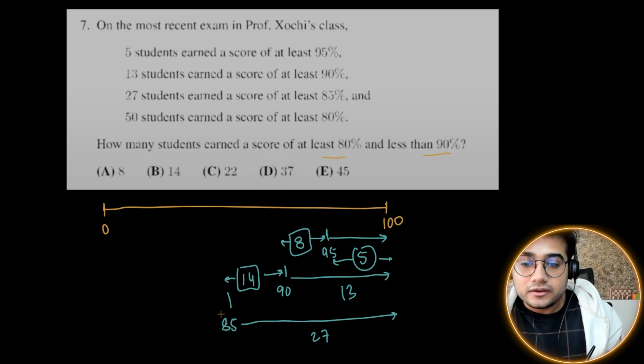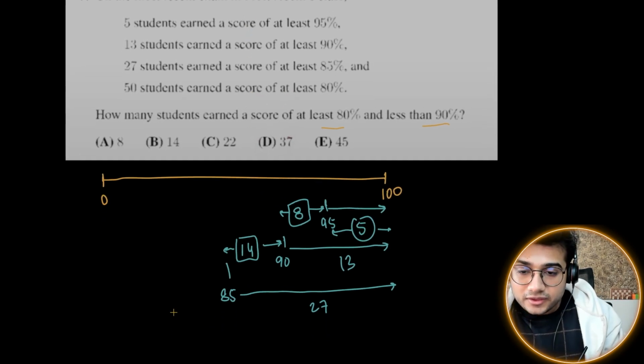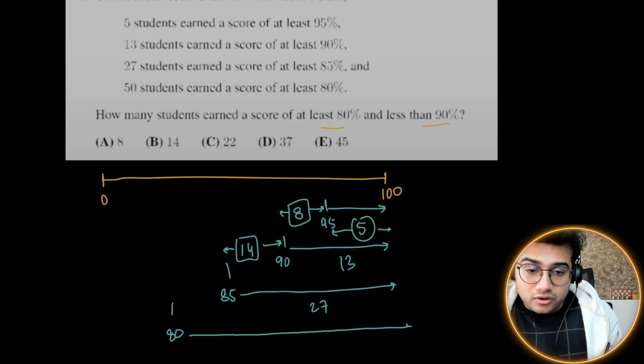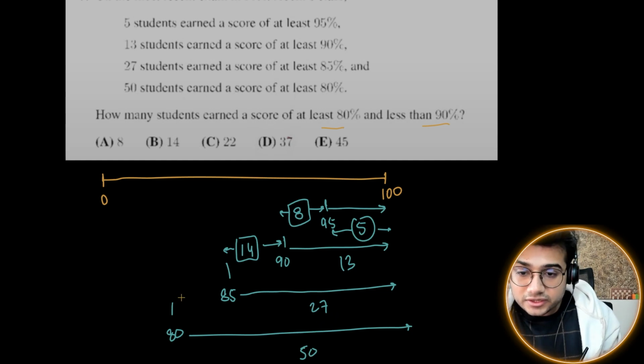Okay, then they said that 50 students scored at least 80. So let's keep going. So we have, let's say, 80 here. By the way, this is exaggerated. So this is 80. All of this is 50. If 27 of them are here, then in this region, there will be 50 minus 27. That will be 23. So 23 are here.